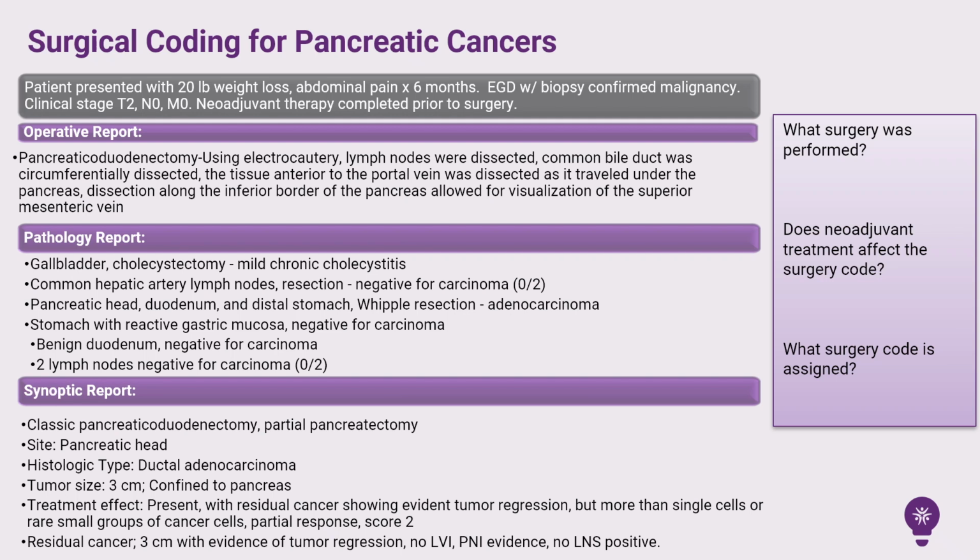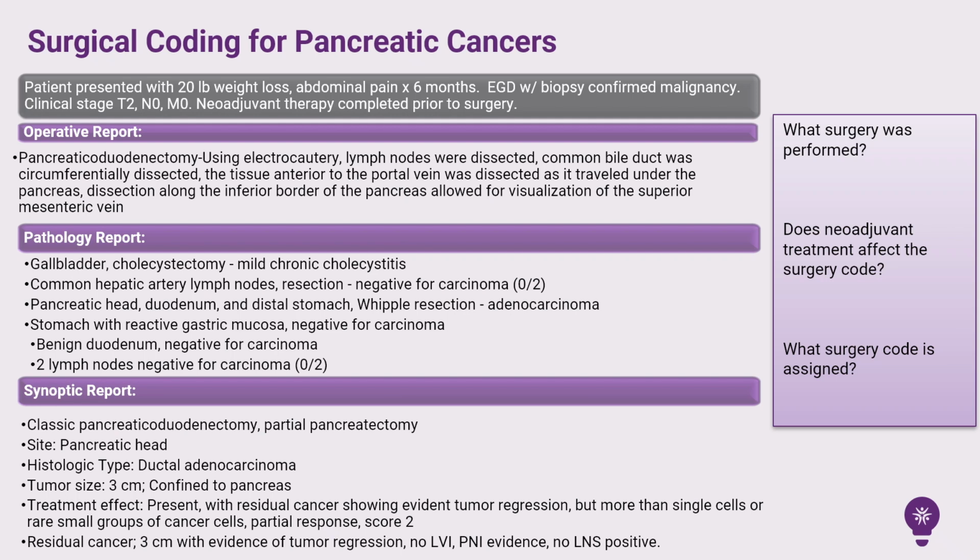The synoptic report title was Classic Pancreaticoduodenectomy and Partial Pancreatectomy. The site stated it was a pancreatic head mass and ductal adenocarcinoma. Tumor size was 3 centimeters and confined to the pancreas. Now, the treatment effect was present with residual cancer showing evident tumor regression, but more than single cells or rare small groups of cancer cells. Partial response score 2.